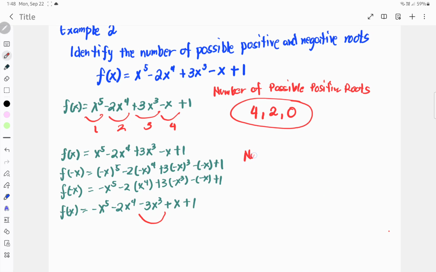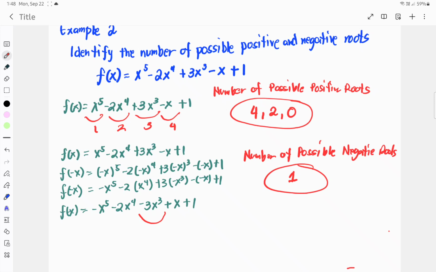So the number of possible negative roots is 1. If you deduct 2, it would be negative 1, but we are counting the number of possibilities, so there is no negative 1 possibility. That's why the answer is only 1. If you were asked how many are the possible negative roots, the answer is 1. If you were asked how many are the possible positive roots, it could be 4, 2, or 0.